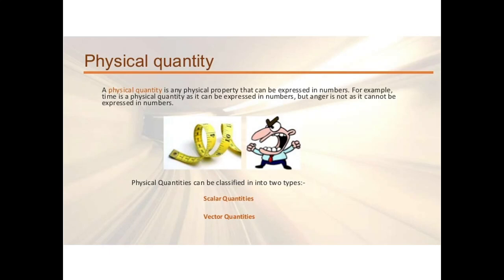Similarly, if I say, what is the quantity of anger that you have, you cannot express it using numbers. So those quantities which can be expressed using numbers are known as physical quantities, and those which cannot be expressed cannot be regarded as physical quantities. Now physical quantity is again classified into two types: scalar quantity and vector quantity. What are they? We'll be looking into them one by one.